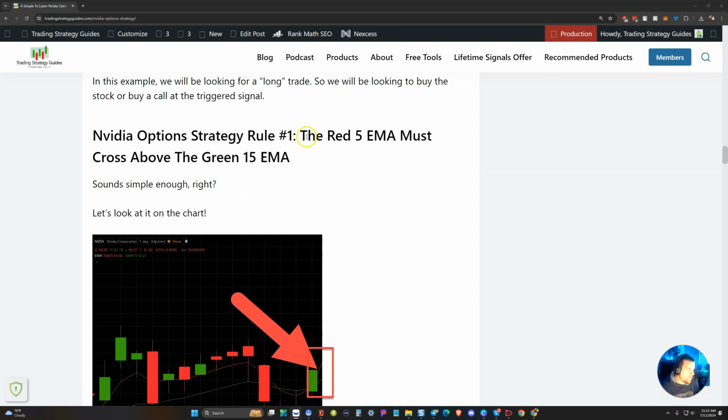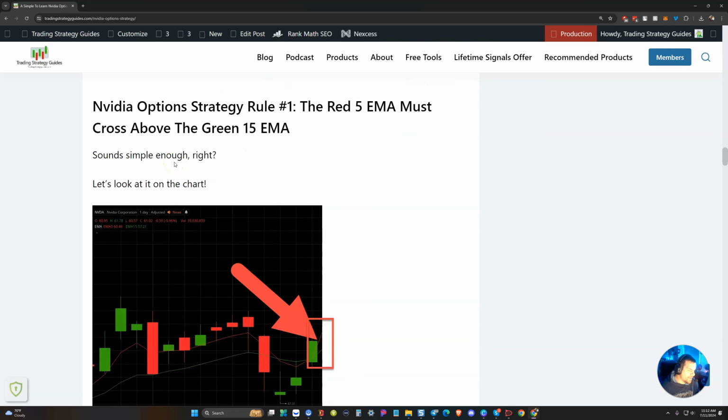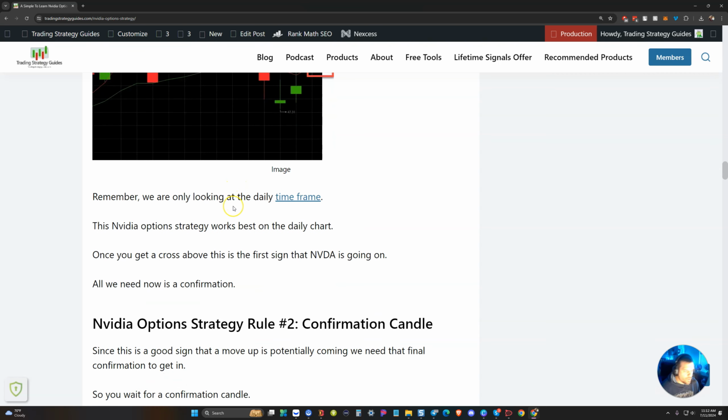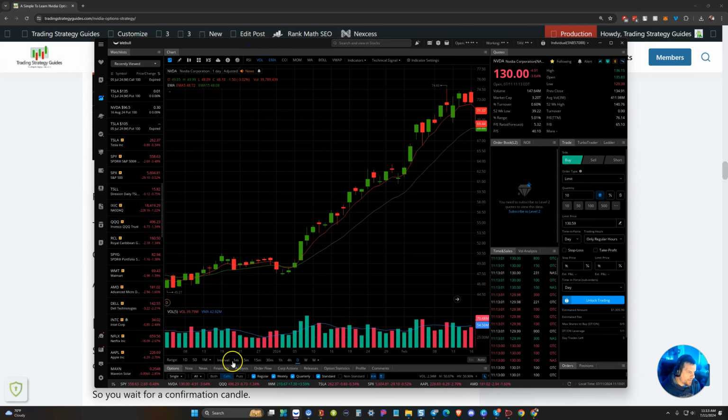Rule number 1 is the red 5 EMA must cross above the green, or it must be above it on the chart. And we're only looking at the daily. One of the specific rules with this is that we're looking at the daily time frame. There's daily, there's weekly, all the way down to minute. You can see all these time frames down here. We are only looking at the daily time frame, this one right here, because that is what this strategy works best on.